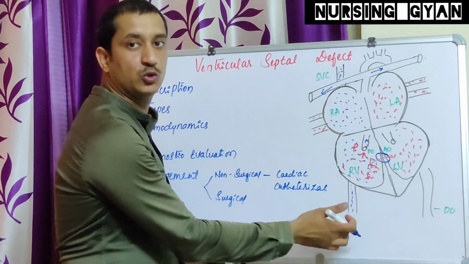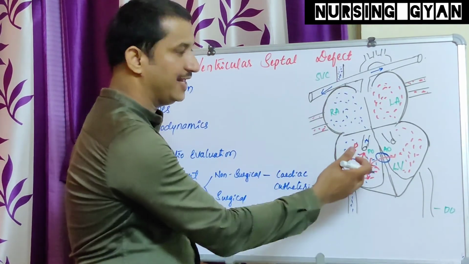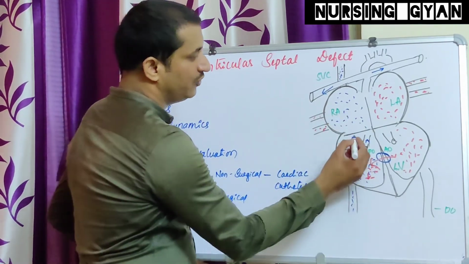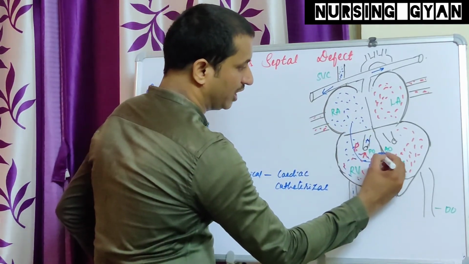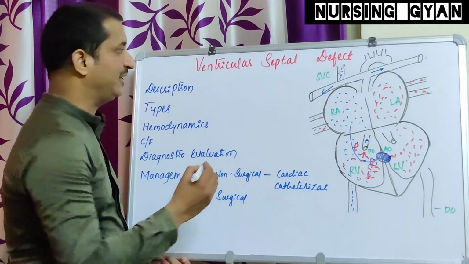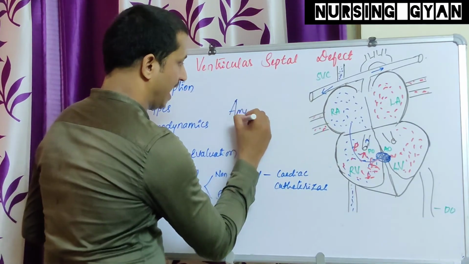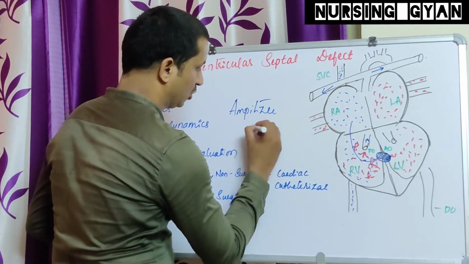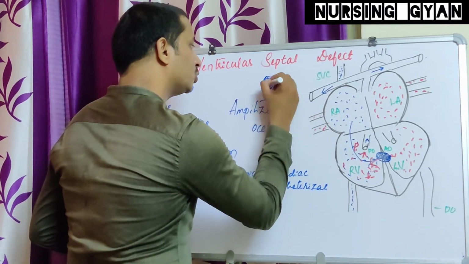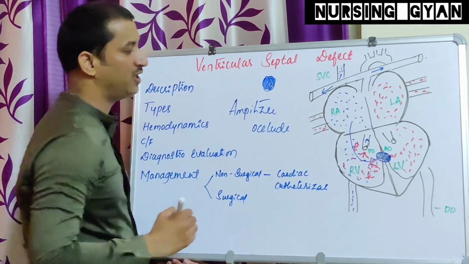The catheter is inserted through either the femoral or cardiac artery, and it is introduced within this, where we can occlude this particular part through an occluder, where the hole is occluded through a coil. It is called a coil occluder also.